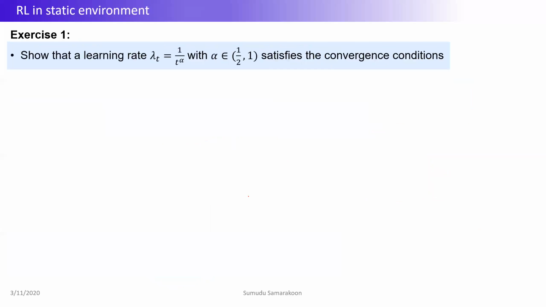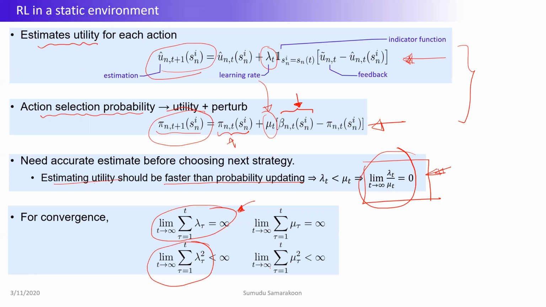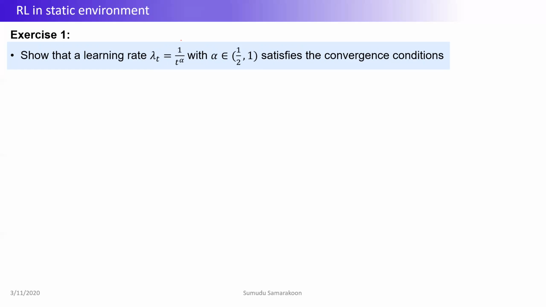Now, this is one simple exercise that would give you some idea how to pick these learning rates, satisfying these two conditions, right? So now the question is, show that a learning rate given in this form, with alpha between half and 1, satisfies the convergence condition.